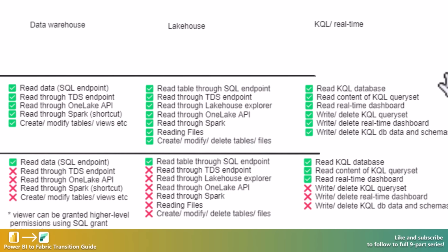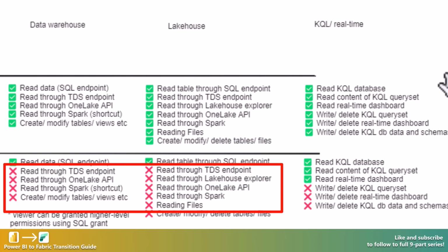And the other thing to note about the viewer role is that they can only access the SQL endpoint of a lakehouse. They can't access a lakehouse through Spark because they can't execute any code in the Spark environment, or through any other methods, right? So they can't use the TDS endpoint, any sort of APIs. They can't do any of that. They can only use the SQL endpoint. And we'll see why that might be a bit later on.